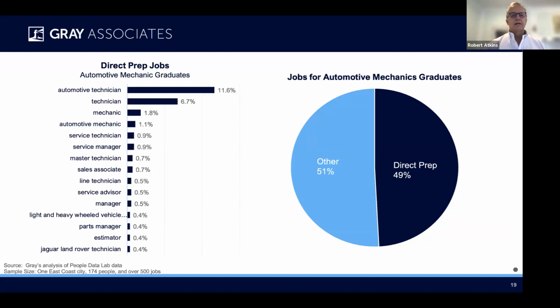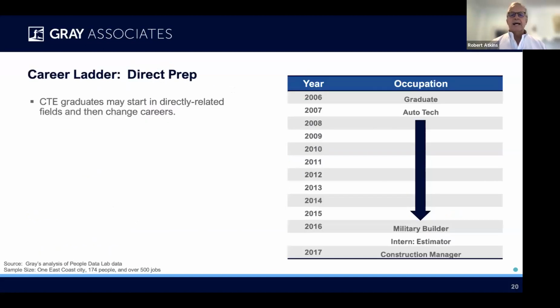So that 49% is an optimistic estimate of the number of people who will actually go into direct prep fields with a degree as precise as automotive mechanic. What kind of happens to these folks? Let's take a look at one example here.